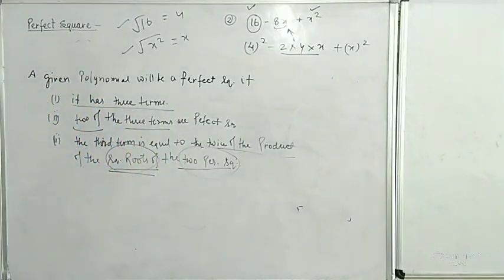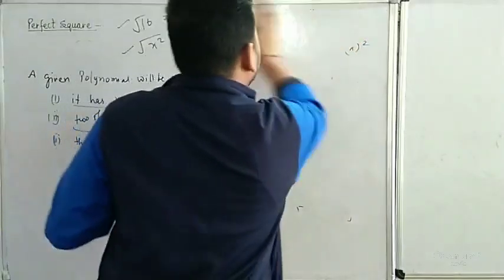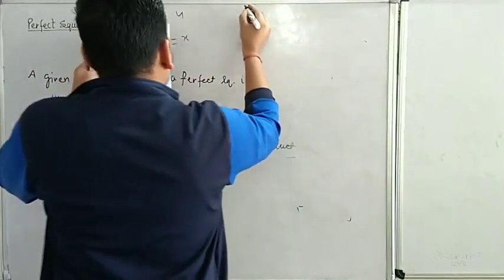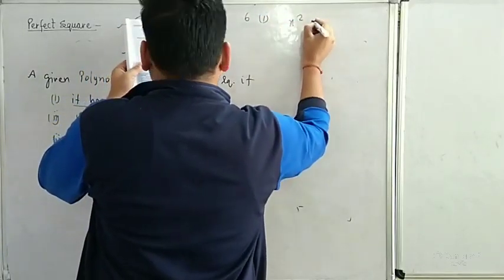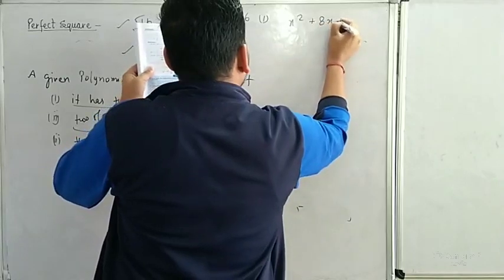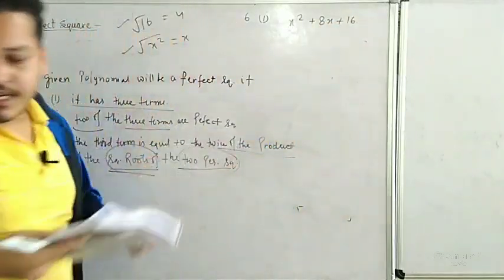अगर कोई दिक्कत है तो एक और एग्जांपल मैं लेके चल रहा हूँ फिर से. One more example I am taking. Now this is not an example, this is your question from your book 6th first part. Question number 6. X square plus 8x plus 16. Tell me is it a perfect square or not?